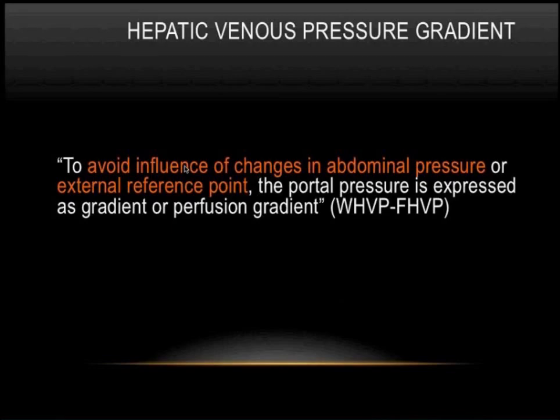Why do we also measure the gradient? Because we're trying to avoid the influence of the abdominal pressure. A patient who has tense ascites is going to have a false elevation of the portal pressure because the belly is tense. Also, if you put the transducer higher or lower on the table, there is going to be a difference in pressure. That's why we measure the gradient, to have more homogeneous samples.